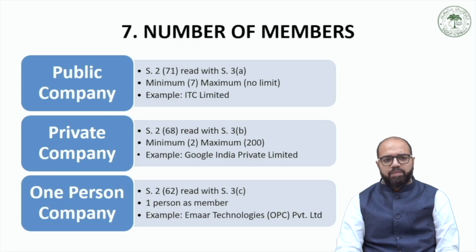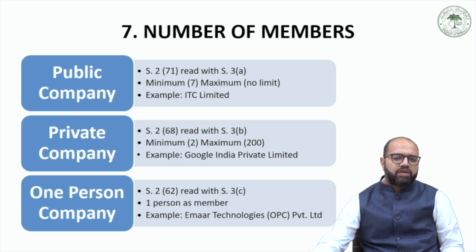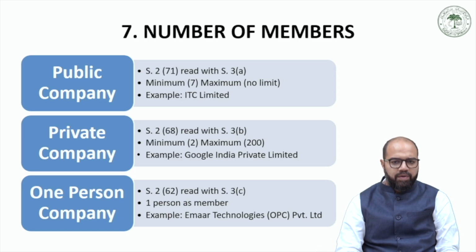A one-person company is defined under Section 2, Subclause 62 of the Companies Act 2013. According to this provision, one-person company means a company which has only one person as a member. Now it means a one-person company can have only a single shareholder.